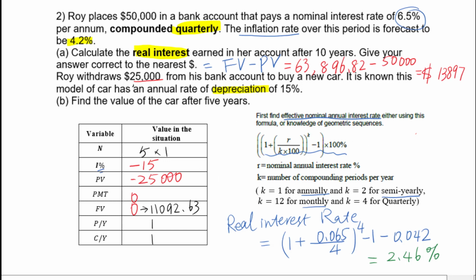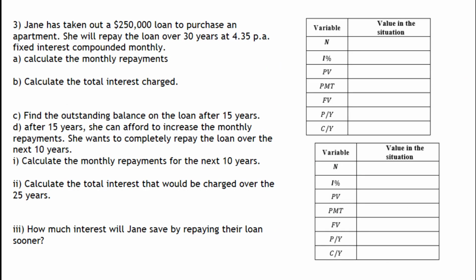So after 5 years, the value of the car will be $11,092.63. Let's go to number 3. Jean has taken out a $250,000 loan to purchase an apartment. She will repay the loan over 30 years at 4.35% p.a. fixed interest rate, compounded monthly.